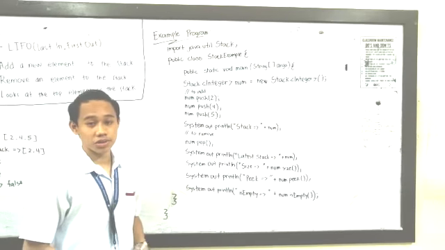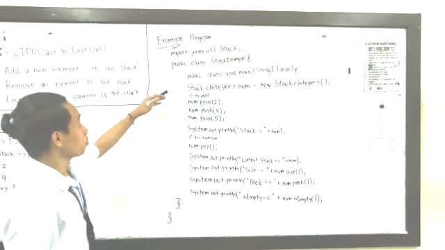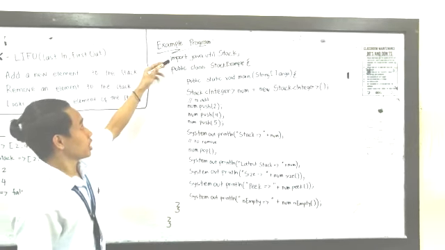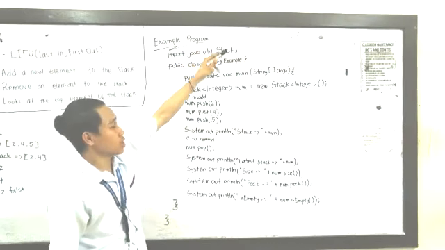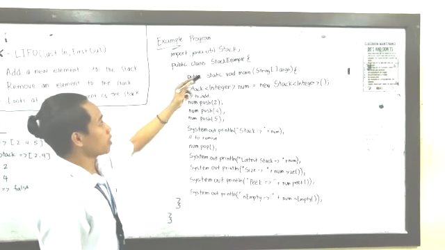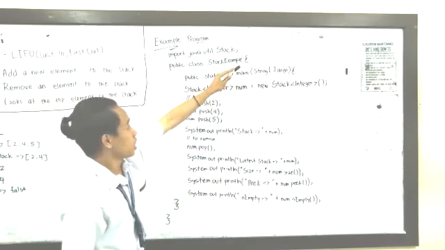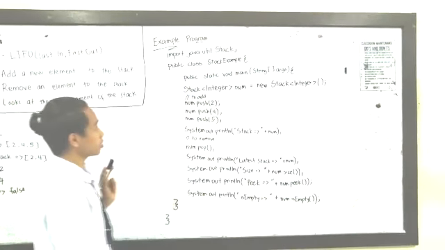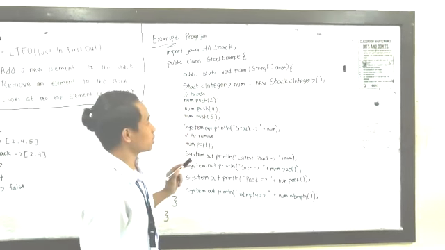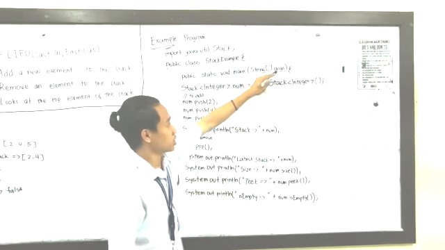So I'm here again to continue my discussion about the stack. This is the example program of the stack. First, you're going to import java.util.stack, then end with a semicolon. Then public class, you can use whatever class name you want, but what I use in my program is StackExample. Then open curly braces, then public static void main, and inside the parentheses is String, then brackets open and close, then args.